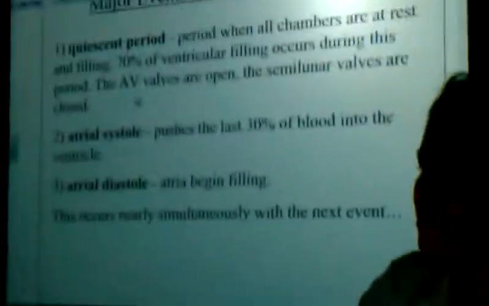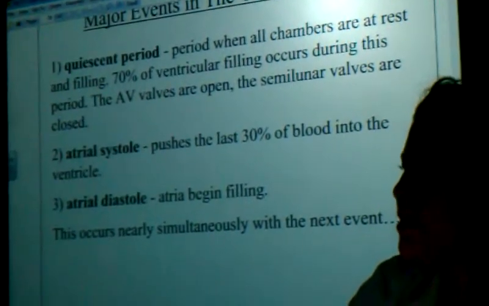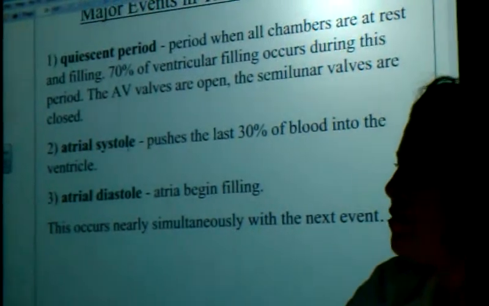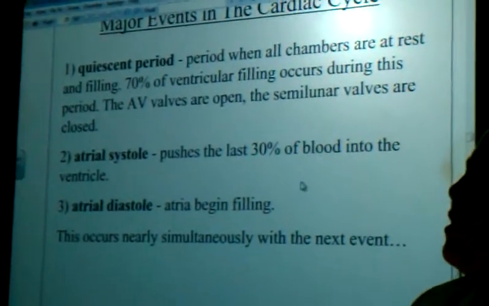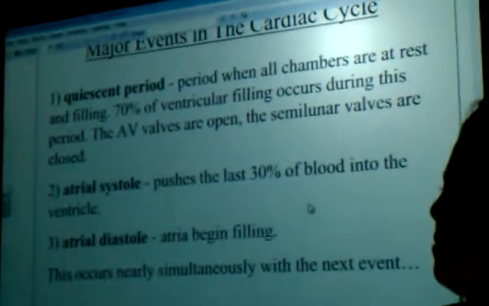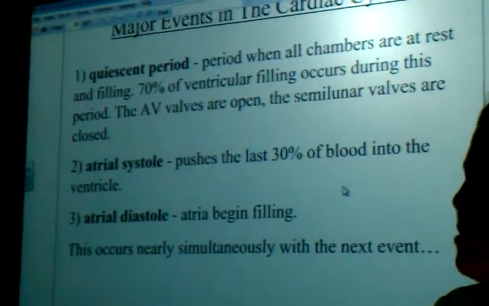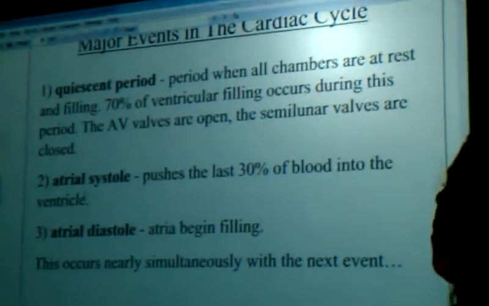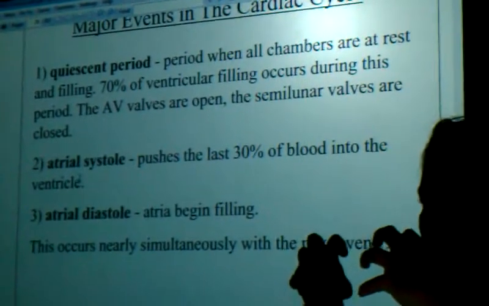Okay. Once we're done with our quiescent period and our ventricles are 70% filled, then we have to fill them the rest of the way. So now we're in the second event of the cardiac cycle. In order for that last 30% of blood to get pushed into the ventricles, the atria now have to start going into systole. So the walls of the atria, and only the atria, start to contract, okay?